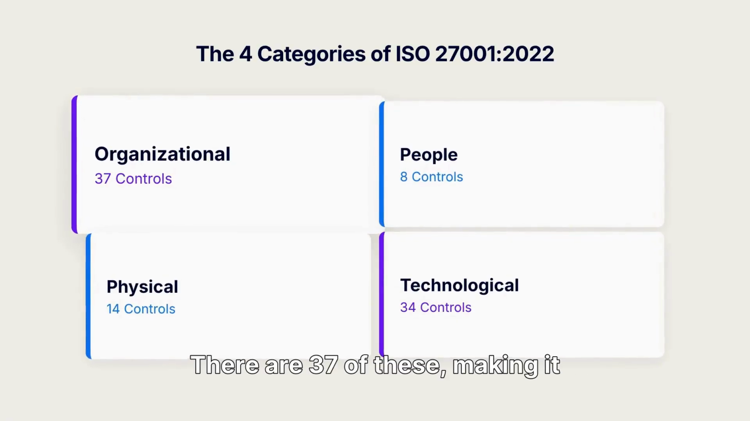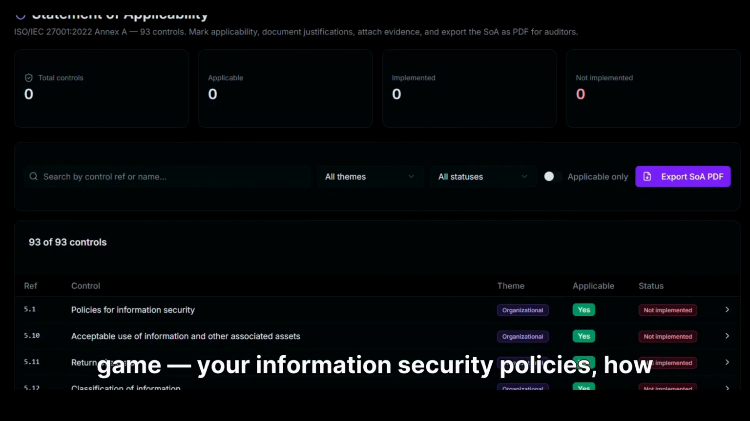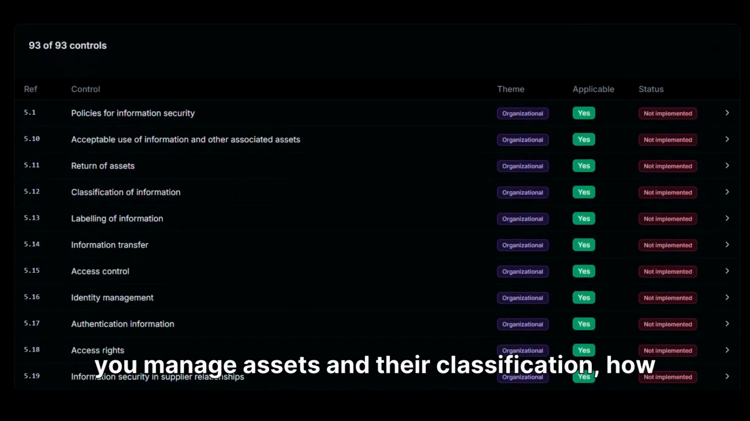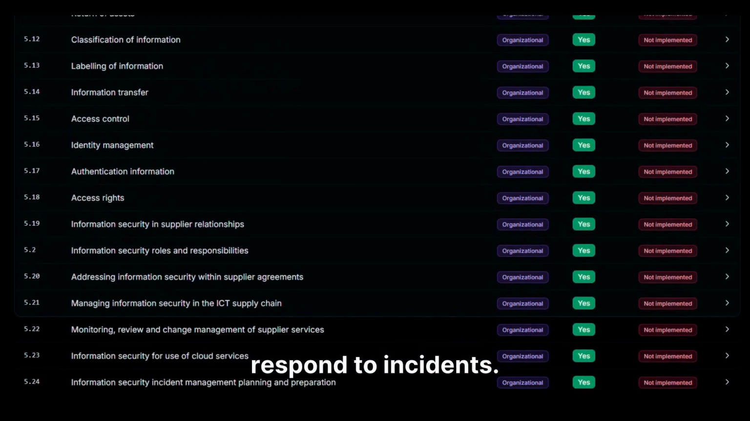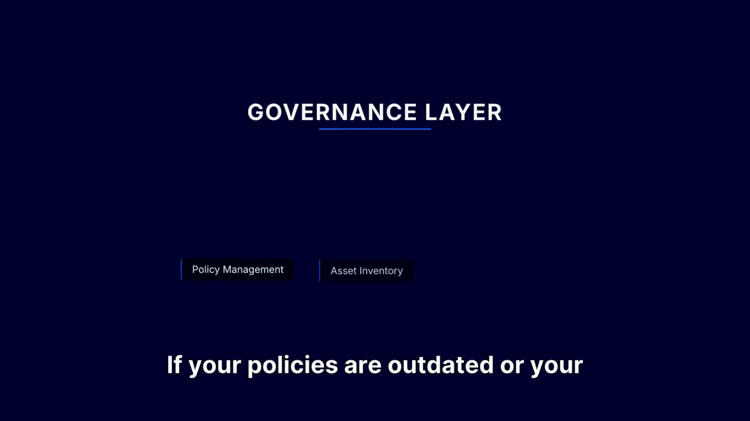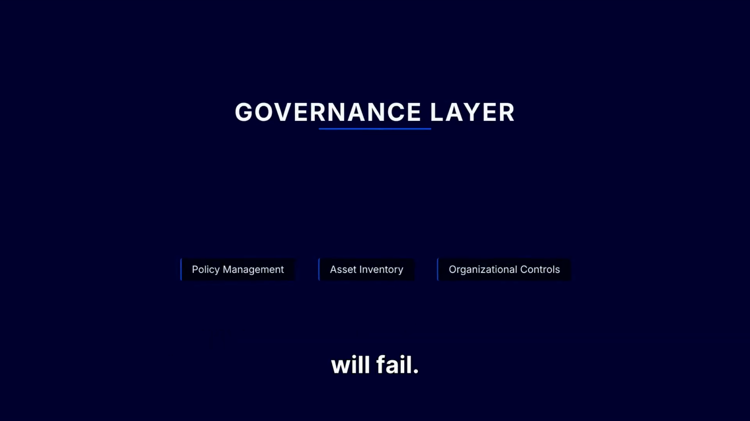Category 1, Organizational Controls. There are 37 of these, making it the largest category. Organizational controls cover the rules of the game, your information security policies, how you manage assets and their classification, how you handle supplier relationships, and how you respond to incidents. Think of these as the governance layer that sits above everything else. If your policies are outdated or your asset inventory is incomplete, your organizational controls will fail.